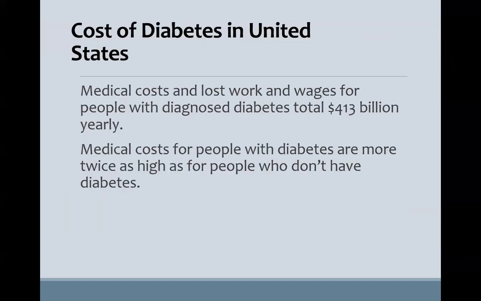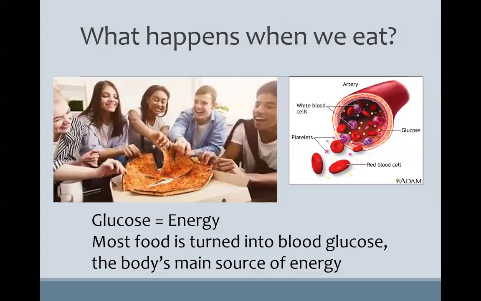The cost of diabetes in the United States makes healthcare very expensive. Medical costs and lost work and wages for people with diagnosed diabetes total 413 billion when they redid the numbers for the current year. Medical costs for people with diabetes are more than twice as high as for people who do not have diabetes.